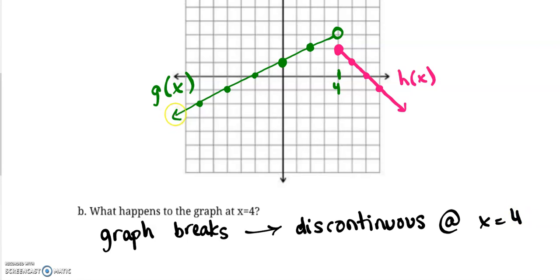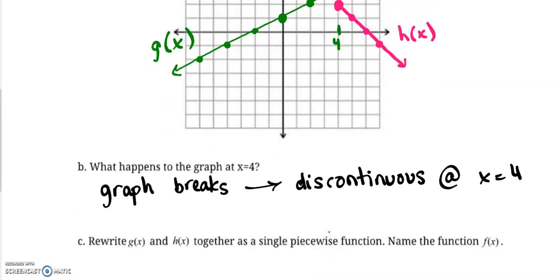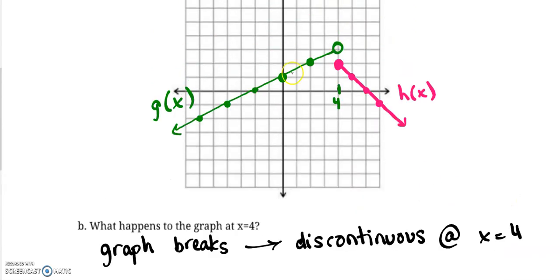Continuous is when you could run a pencil along the entirety of the graph without picking it up. Here, at 4, I have to pick it up to get to this other piece. So it's not continuous at 4. Okay, and that's significant to us when we begin to talk about limits. We're going to get to that in a sec. The key thing is that we're discontinuous. That means there are two different values going on at 4.